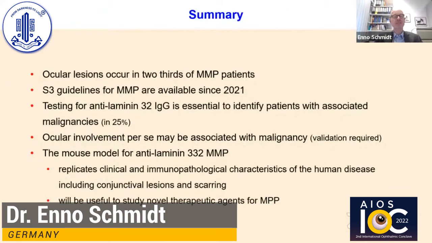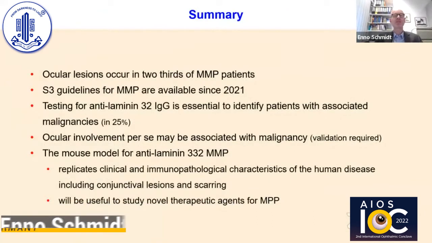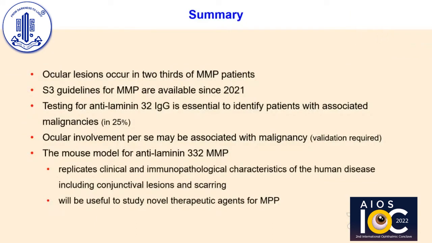IgG. In summary, I showed you that ocular lesions occur in about 2/3 of patients with mucous membrane pemphigoid. Since last year, there is an S3 guideline available for this disease, initiated by the European Academy of Dermatology. Testing for anti-laminin 332 antibodies is pivotal in patients with mucous membrane pemphigoid to identify the subgroup that is associated with malignancies. Ocular involvement per se may also be associated with malignancies, but this has been shown in only a very recent study and needs to be validated.